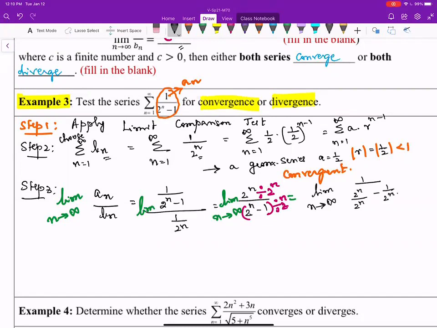So this part is going to be 1. This part is going to be 0. 1 over 2 to the power a large number, infinity. So 1 over a large number, that will become 0. So you get limit n approaching infinity, an over bn equal to 1 divided by 1 minus 0, which is equal to 1. So this is C, which is finite and positive.